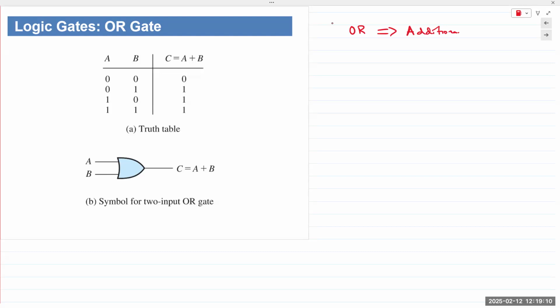So in logic design, if you have a 2-input OR gate, the output would be C equals A plus B, meaning the sum of the 2 inputs.